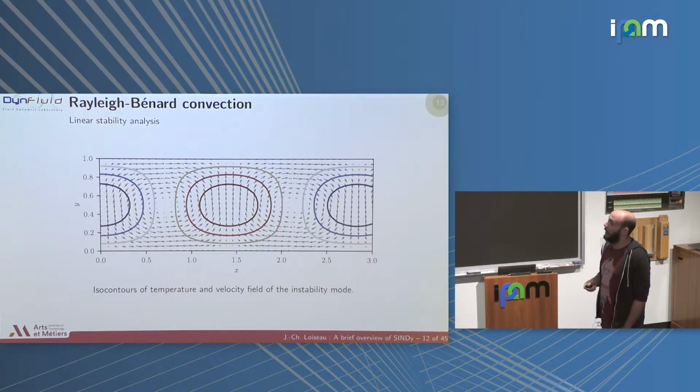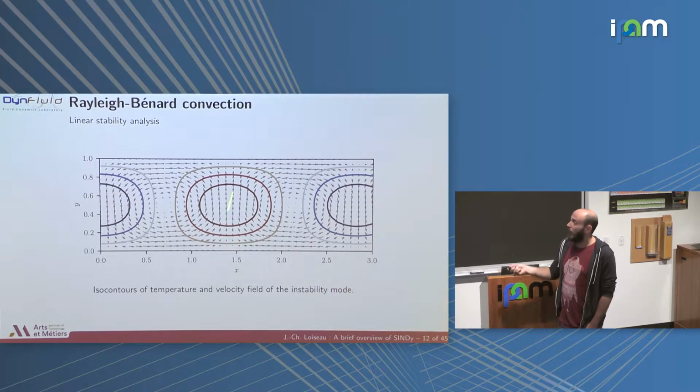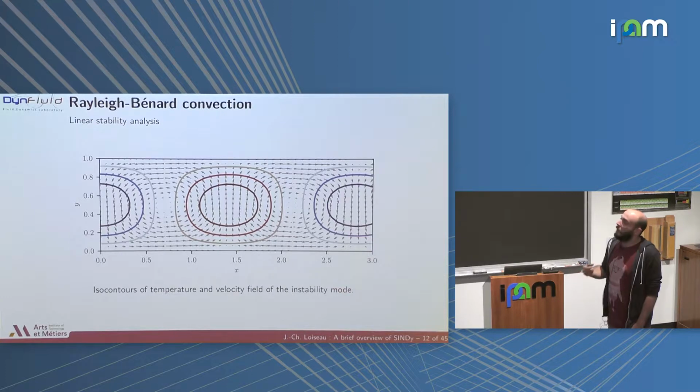So that's the instability we have, right? We have the convection cells, and the contour lines are basically the temperature fluctuation. So we have hot air that rises up, cold air that goes down. And now the question is, how do these evolve nonlinearly?